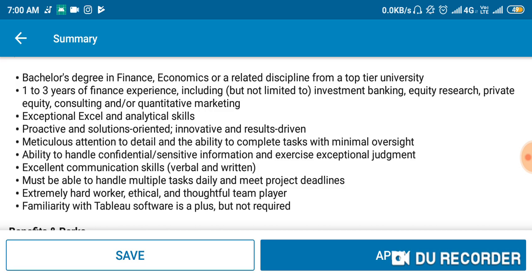Now moving on, the second point says 1 to 3 years of finance experience, including but not limited to investment banking, equity research, private equity consulting, and or quantitative. These are just the requirements. But talking about educational degrees, they just need a bachelor's. The second, third, fourth, fifth, and sixth points talk about particular skills that you have. Familiarity with Tableau software is a plus but not required.